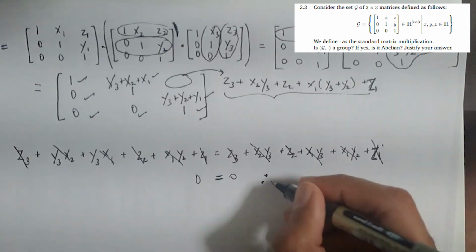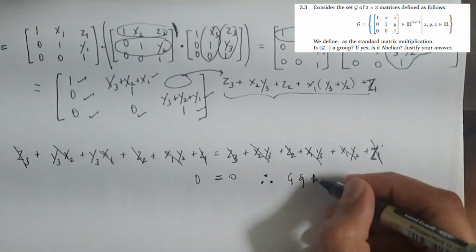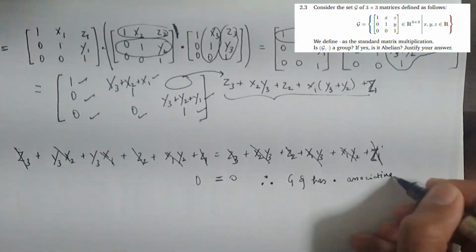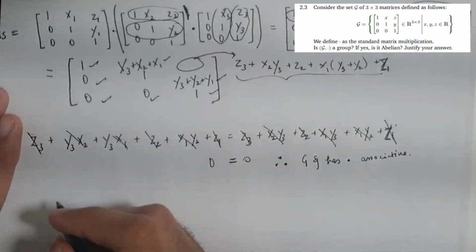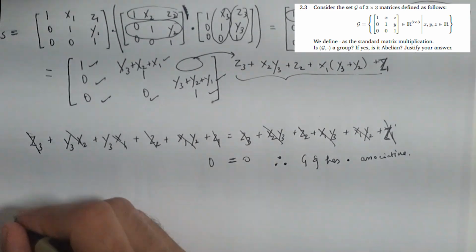Therefore G has dot associative. Right, so we have proved associativity. Now let's move on to the third property. The third property is the existence of a neutral element.